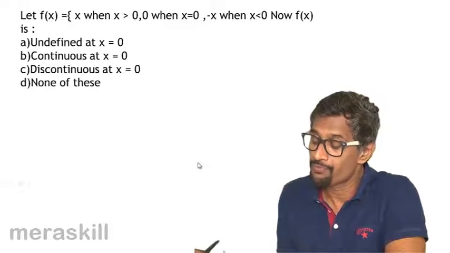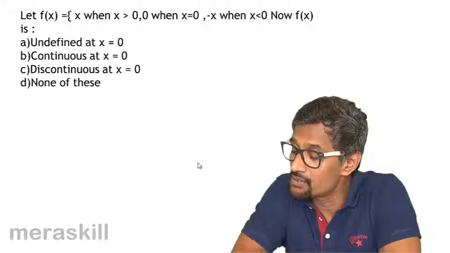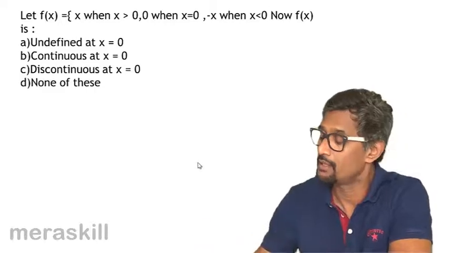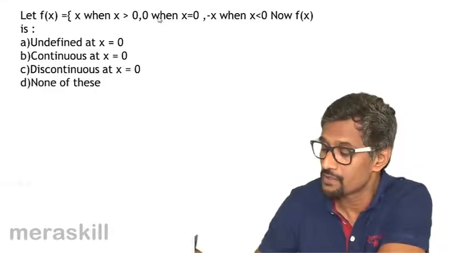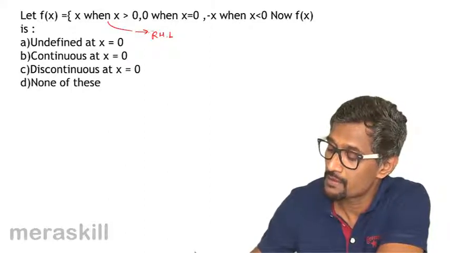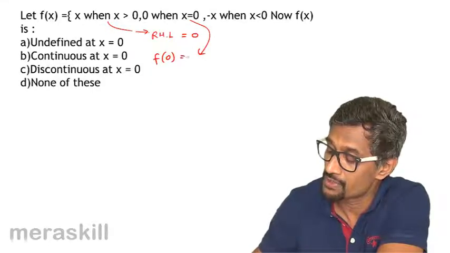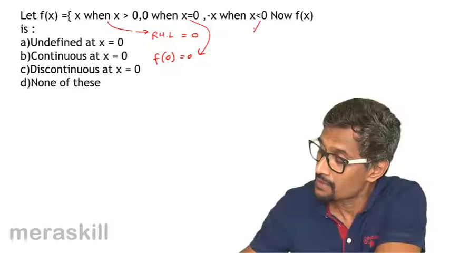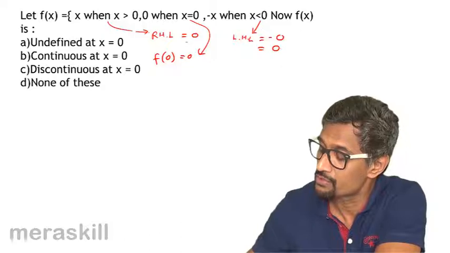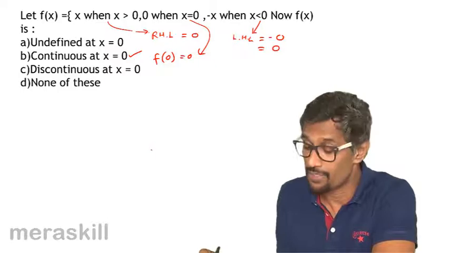Okay, now you have one more example. Let f of x be equal to x when x is greater than 0, 0 when x is equal to 0, minus x when x is less than 0. Now we have done this example earlier. So the right hand limit as per this is going to be 0. As per this, f of 0 is also 0. As per this, left hand limit is going to be minus of 0, which is 0. So all three are equal. So definitely continuous at x is equal to 0.